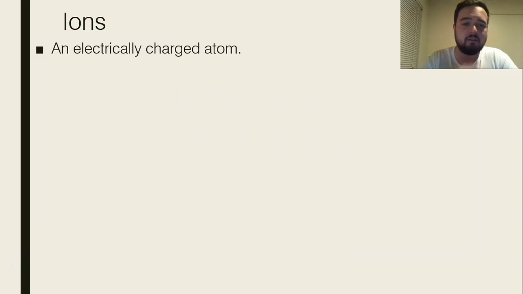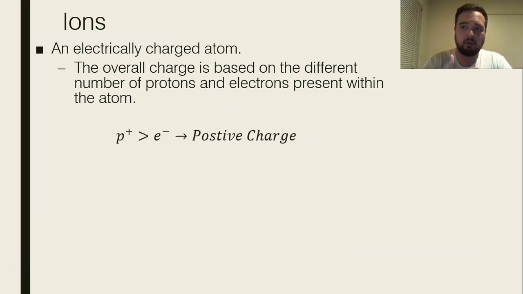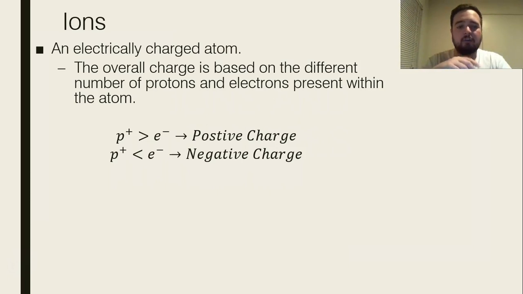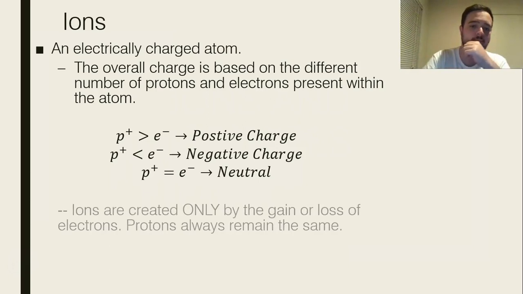The definition of an ion is an electrically charged atom. Now, this overall electrical charge is based on the different number of protons and electrons present within the atom at a particular time. So, if the number of protons is greater than the number of electrons, the overall ion that is formed will have a positive charge. If, vice versa, the number of electrons is greater than the number of protons, then the overall ion will have a negative charge. And lastly, if the protons are equivalent to electrons, it will have a neutral charge. It will have no charge at all because they're both equivalently positive and negative, and they cancel each other out to form a zero charge.